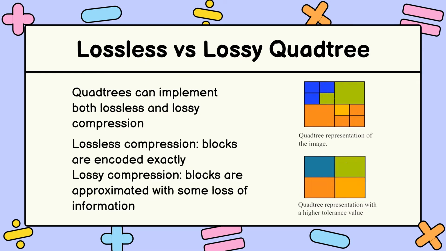Quadtrees can implement both lossless and lossy compression. For lossless compression, the data is only compressed if the neighboring data is exactly the same. However, for lossy compression, the data can be compressed if the neighboring data is similar enough that it can be approximated, albeit with some loss. As we can see on the right, the top left and bottom right quadrants have been combined together, with the average of their RGB colors taken as the overall color.